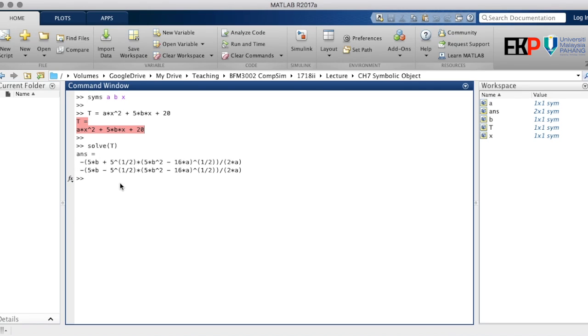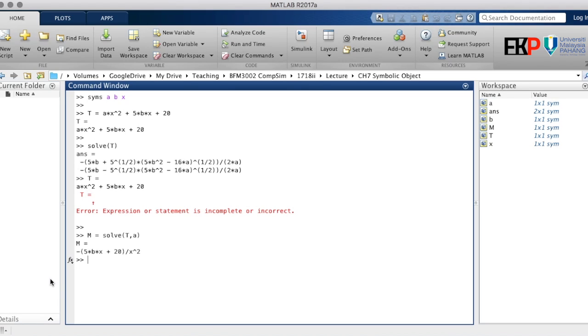We can also solve for another variable. Let's say we want to solve for A. So let's say I assign a variable m to this. I want to solve the expression T, comma A. We put a comma A there, which means that MATLAB understands that we don't want to solve for X, but this time we want to solve for A. We want to find out what is the value of A.